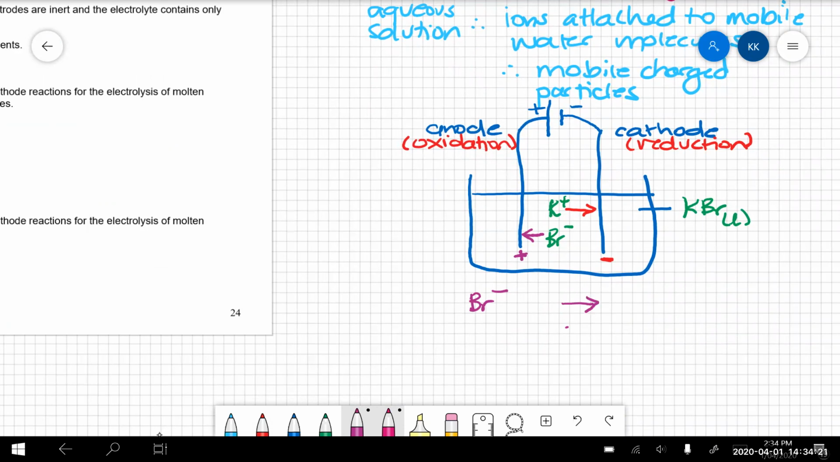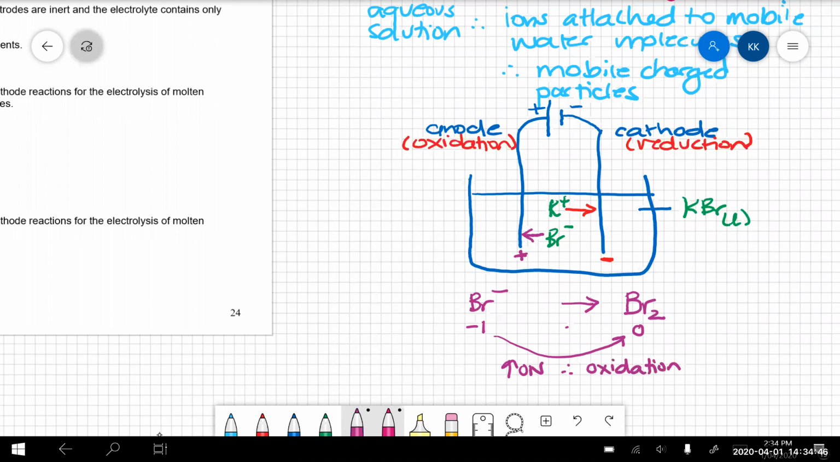And if we oxidize that, we're going to increase its oxidation number. So its oxidation number currently is at -1. So it's just going to be oxidized to the corresponding element, oxidation number of 0. So we've got an increase in oxidation number, therefore that's oxidation.